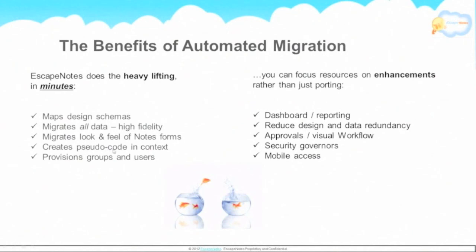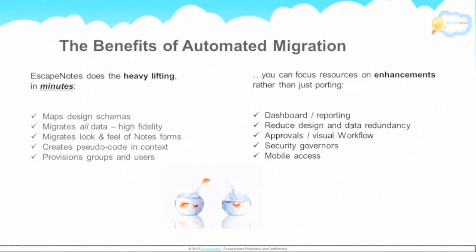We are capable of doing pseudocode. That's the ability of showing things that we know don't work in Force, in context. And we're capable of provisioning groups and users. This is a very time-intensive process. This is where you really don't get a lot of value, because at the end you pretty much get the same thing on the other side.